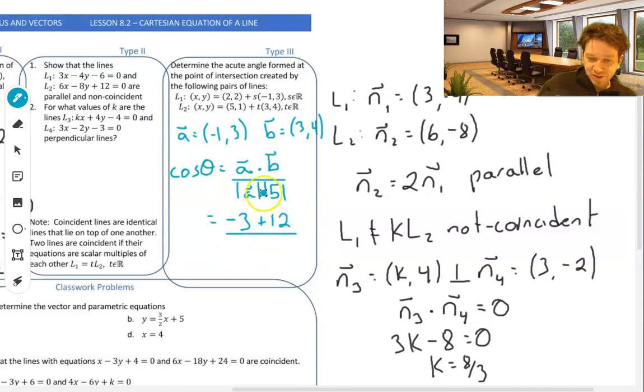And you need to remember to find the magnitude. We're using the Pythagorean theorem essentially. So the square root of -1 squared plus 3 squared. And then the magnitude of B, which would be the square root of 3 squared plus 4 squared.